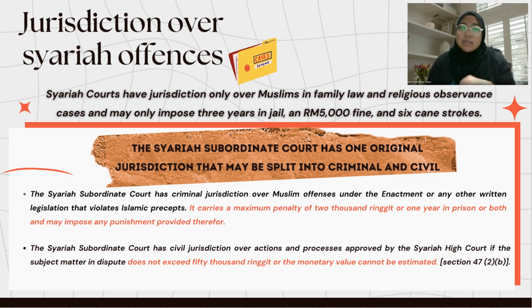Any criminal offences beyond these limitations will come under the criminal jurisdiction of the Sharia High Court. Meanwhile, the civil jurisdiction of the Sharia subordinate court is that it shall hear and determine actions and proceedings as the Sharia High Court is authorized to hear and determine in which the amount or value of the subject matter in dispute does not exceed 50,000 ringgit or is not capable of estimation in terms of money, based on Section 47, subsection 2, paragraph B. It should be noted here that the subject matter for the civil jurisdiction of the Sharia subordinate court is the same as listed in the civil jurisdiction of the Sharia High Court.